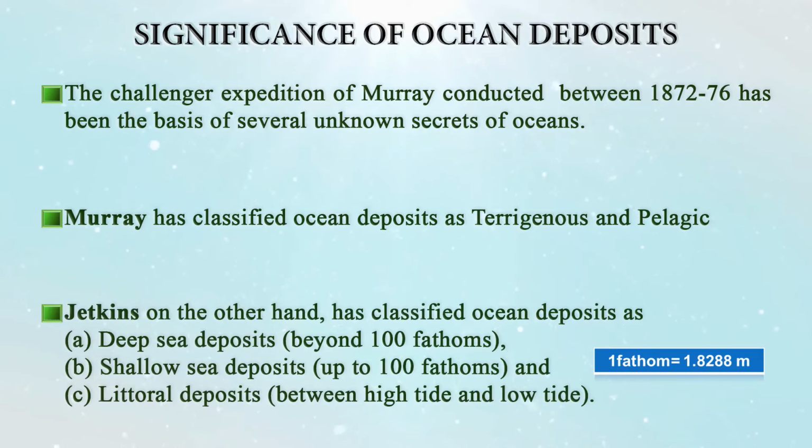I will explain these terms later in this video program, when I explain the classification on the basis of location or area of occurrence. And then there was another oceanographer named Jenkins, who classified ocean deposits as deep sea deposits, which is beyond 100 fathoms, shallow sea deposits, which is up to 100 fathoms, and littoral deposits, which is between the high tide and the low tide.